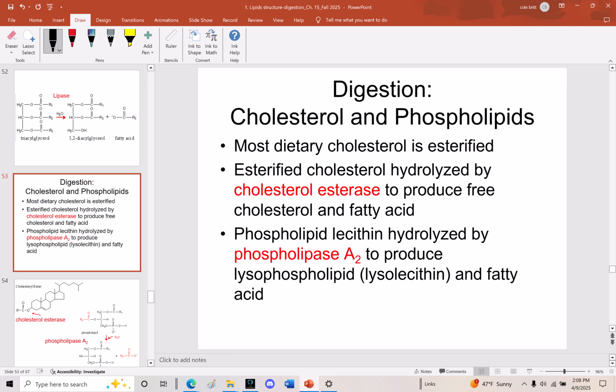We're going to talk about that a lot. I will tell you, it's basically emulsification, if you want to put it really simple. It's where you take a large fat droplet and you break it up into small fat droplets.